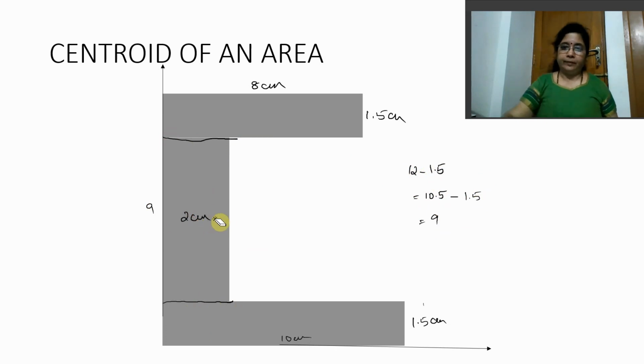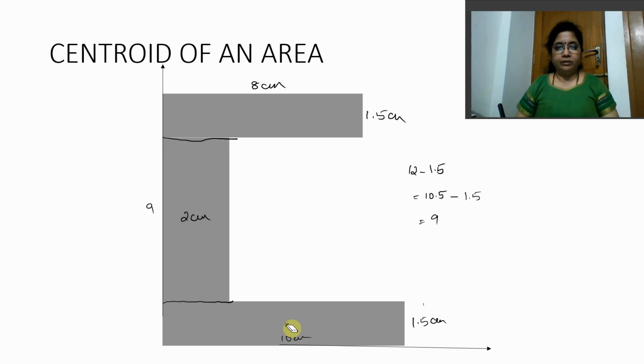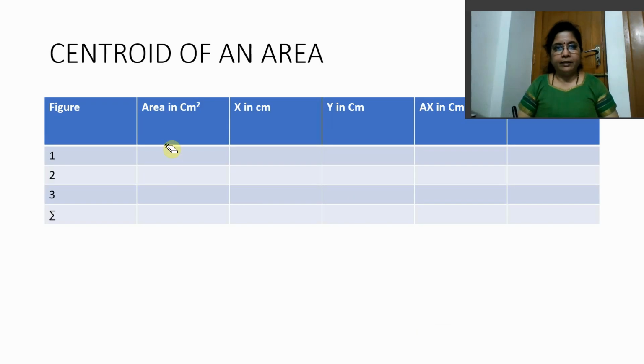So what should you do here? Now let me do here. This is the table which you have to get ready. So figure 1, figure 2 and figure 3 is what we are going to plot. What is figure 1? This is going to be figure 1, this is going to be figure 2, and this is going to be figure 3. Now for figure 1, this is my x-axis, this is my y-axis. For figure 1, what is the area? 10 into 1.5. Am I right? So I will write here area 10 into 1.5 for figure 1.